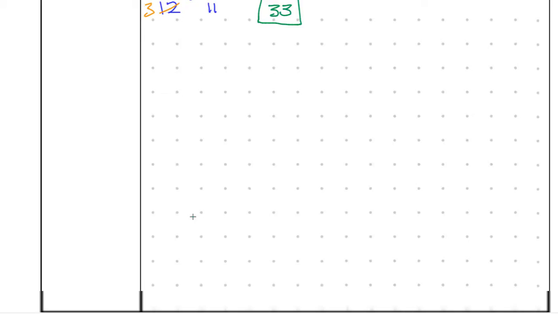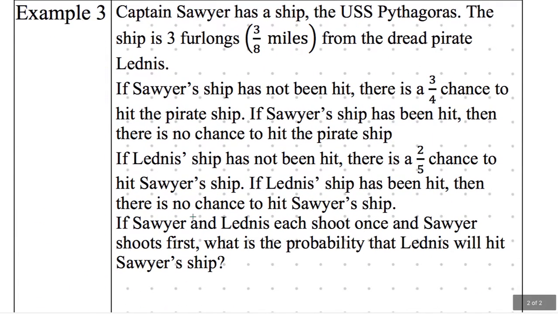All right, let's go to the back. This is our last example. It is a long one, so I'm going to read it really quick. Captain Sawyer has a ship, the USS Pythagoras. The ship is 3 furlongs, or 3/8 of a mile, from the dread pirate Leadness. If Sawyer's ship has not been hit, there's a 3/4 chance to hit the pirate ship. But if it has been hit, then there's no chance of hitting the pirate ship. So don't get hit because you have no chance.